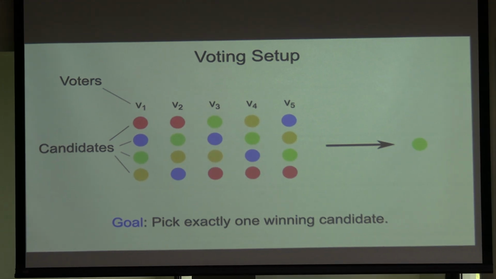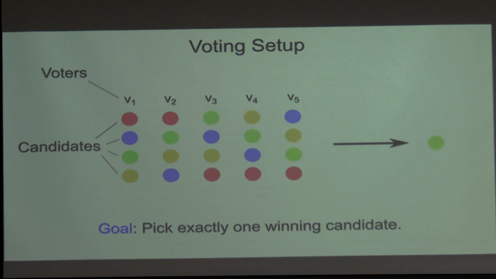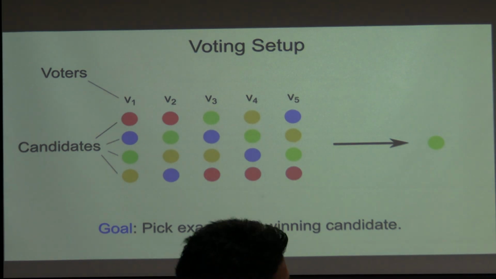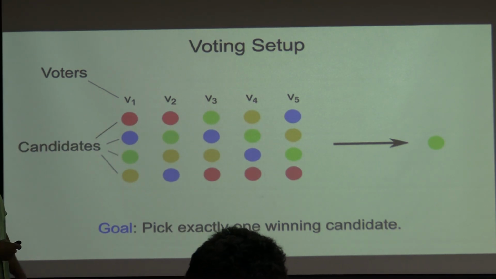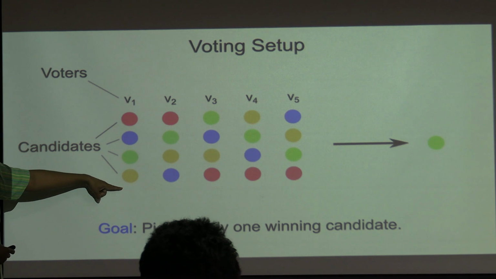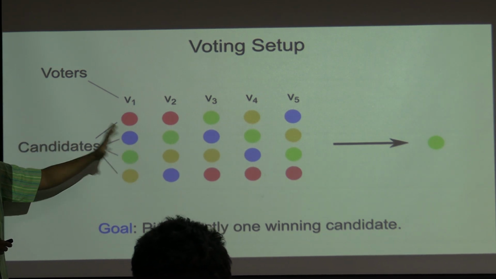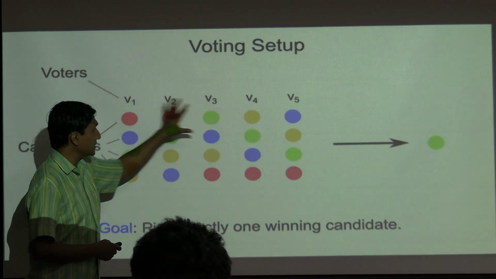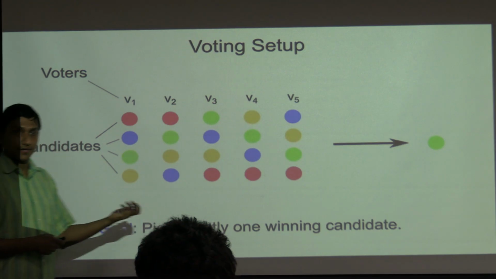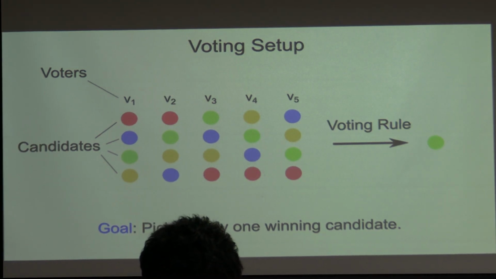Alright. For those who arrived late, let me just recall. We are starting a new module on voting, and the setup is that you have a bunch of voters, V1 up to V5, let's say, and you have a bunch of candidates given by these colored circles. Every voter has a ranking over these candidates, a strict and a complete ranking, and a voting rule maps all these rankings together into some winning candidate, some election winner. That's the problem.